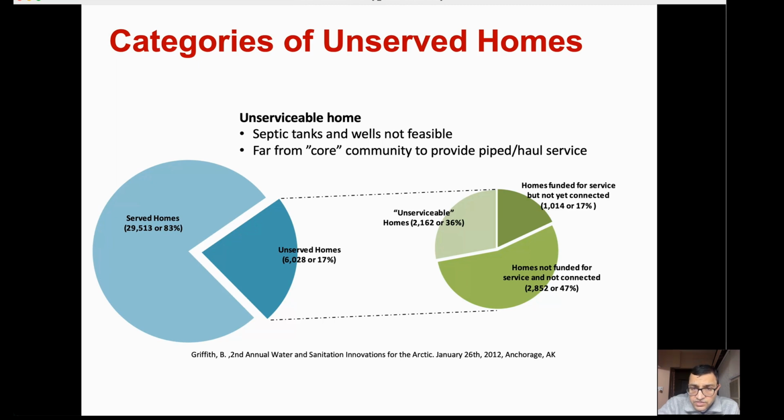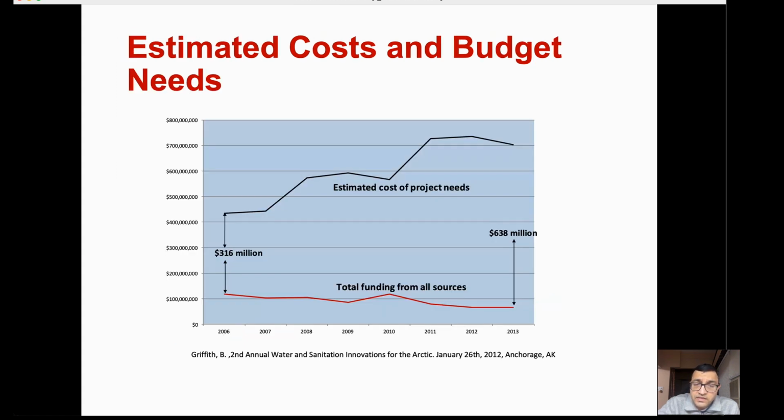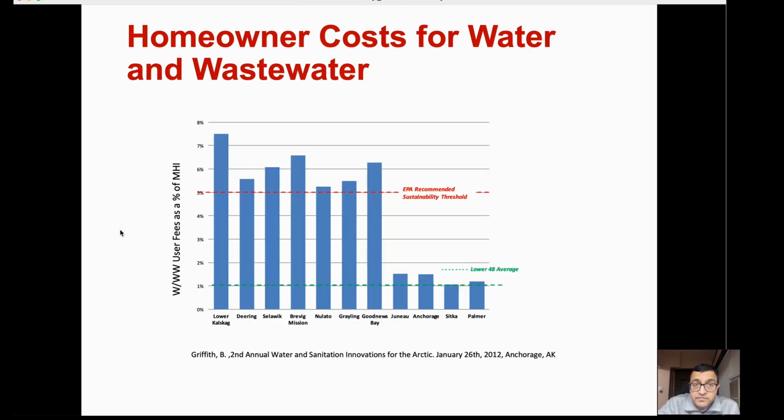So these numbers, I should mention, are a bit dated, and there's no immediate information on how they have changed, but there's a wide understanding that these have not improved a lot in the last decade or so. And this also shows further the dire state. The estimated costs and budget needs have just increased and increased, but the funding from all sources has fallen short. However, in recent times, the infrastructure bill did help shorten that gap a little bit, but still the gap does exist. And here you can further see the homeowner costs for water and wastewater in rural Alaska.